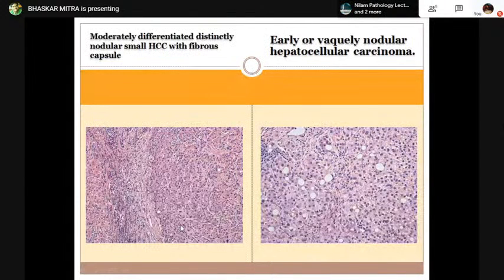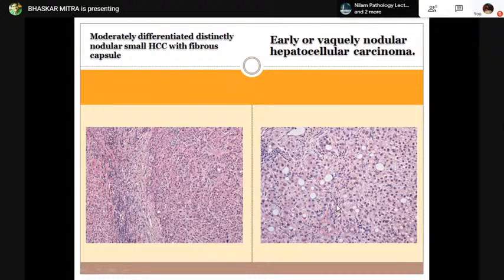That's why they are distinct and the margin is distinct. That's it. And they are moderately different. A small hepatocellular carcinoma, because the focus of the hepatocellular carcinoma is small, less than 2 centimeter. And this one is the early one. They are vaguely cellular. We can see the difference of the cellular pattern here, but definitely that distinct margin is absent here. So it is the early one.